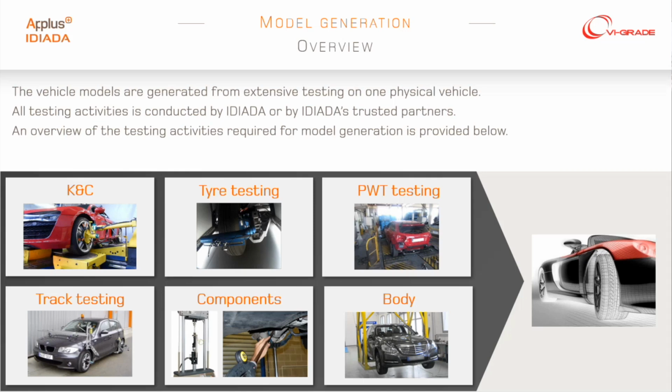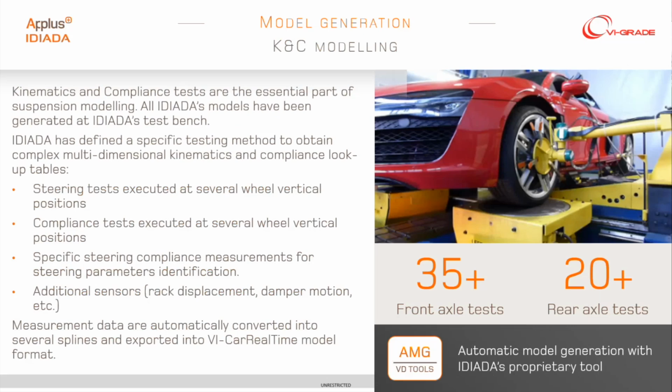So in order to give you an idea of how a digital twin looks like, or how every area of a digital twin looks like, let's start with, for example, the KNC. We have a KNC rig at IDIADA, and in order to properly model the different kinematics and compliance maps and steering maps from which the model is composed, we need to do up to 55 to 60 different KNC tests. We have got the results from those tests, and we have processed those results with one of our in-house tools in order to generate the skeleton of the model in VI-CarRealTime.